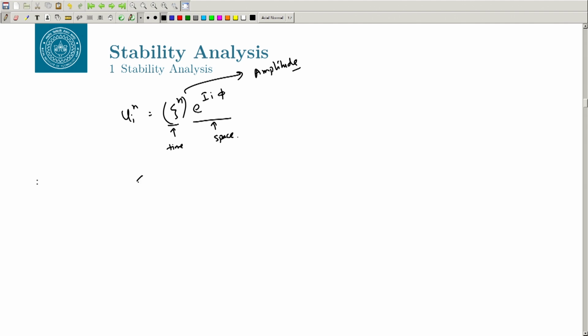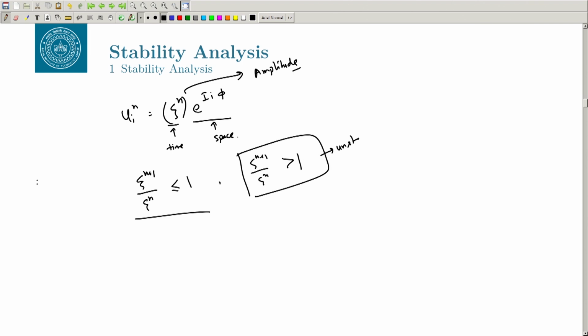The amplitude should not grow in time indefinitely. So we have to check whether zeta^(n+1) by zeta^n is less than or equal to 1 or not. If zeta^(n+1) by zeta^n is greater than 1, that means your amplitude is growing in time and it will basically become very big and may explode. So if it is greater than 1, it becomes unstable.